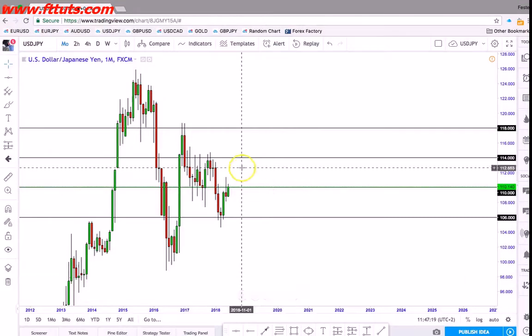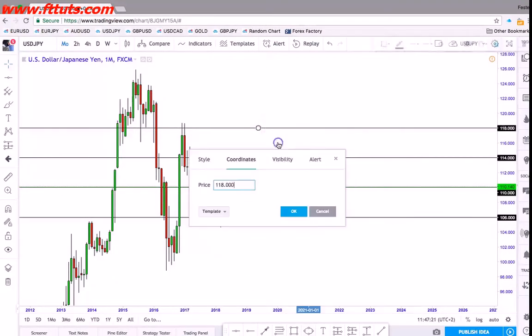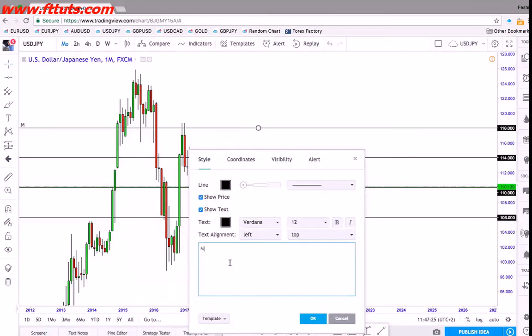So once your monthly levels are set up, you want to just format, and you want to actually call it a monthly key level. So in caps, I like to type it like this: monthly key level. Text should be on the right, on the top.